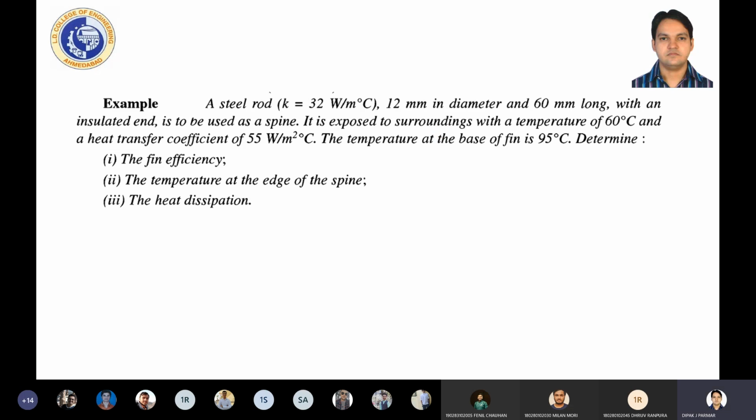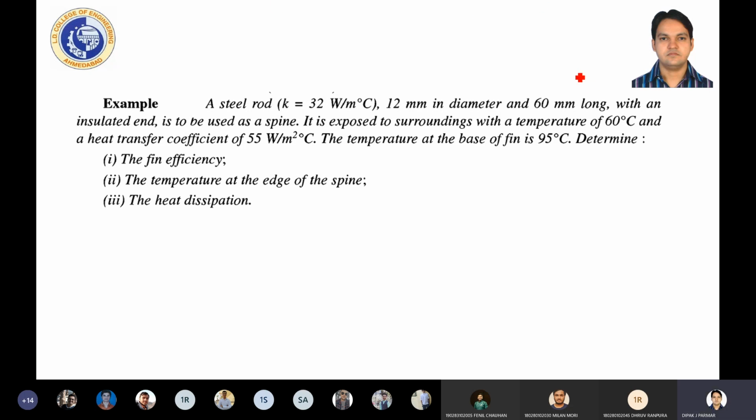So we have discussed different cases now, and we would like to solve one numerical problem so that we can understand how to use the equations which we have derived, how to calculate efficiency, and how to calculate the effectiveness of the fin.